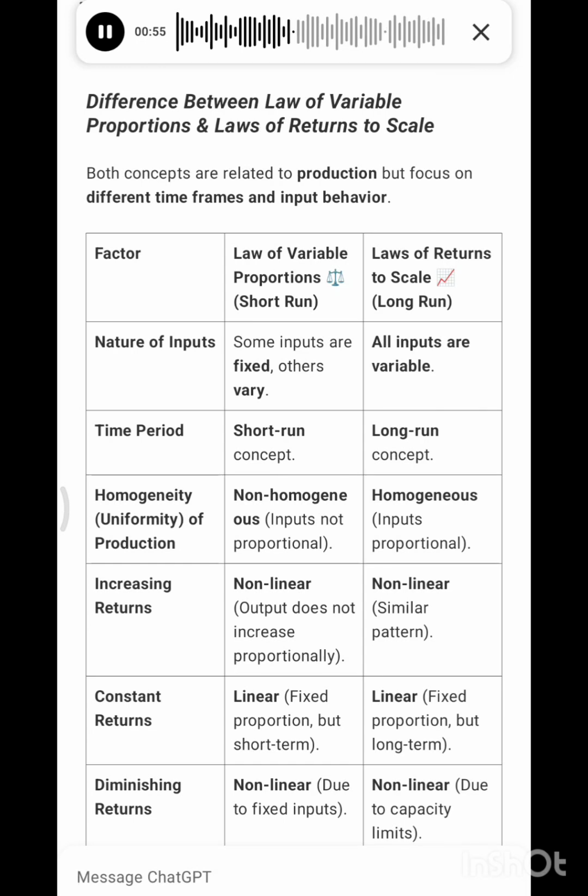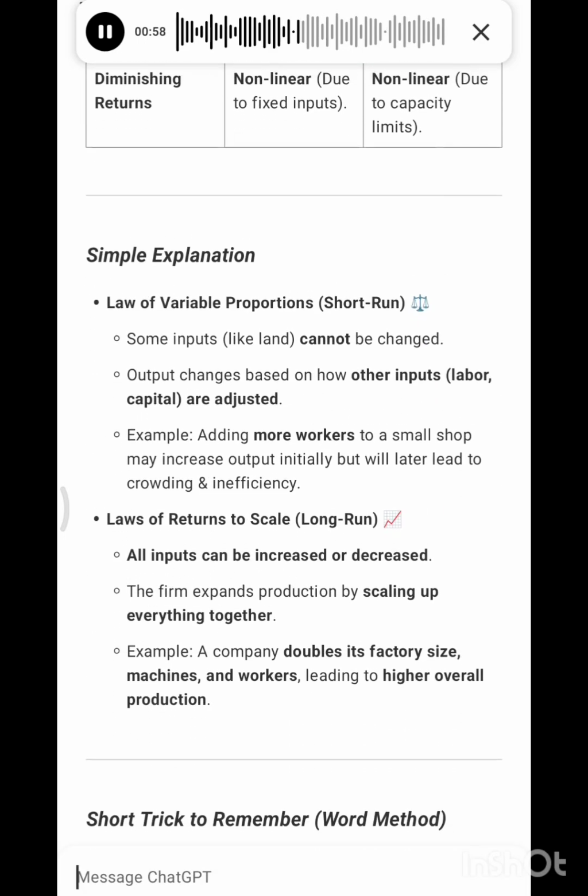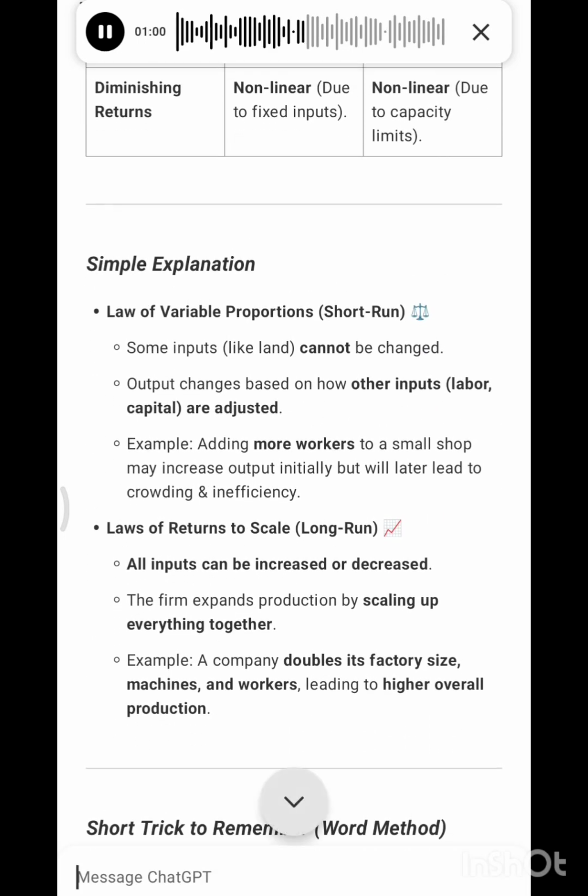Diminishing returns, non-linear, due to fixed inputs. Non-linear, due to capacity limits. Simple explanation: law of variable proportions, short run. Some inputs, like land, cannot be changed. Output changes based on how other inputs, labor and capital, are adjusted. Example: adding more workers to a small shop may increase output initially, but will later lead to crowding and inefficiency.